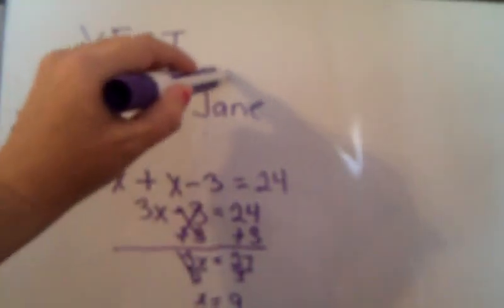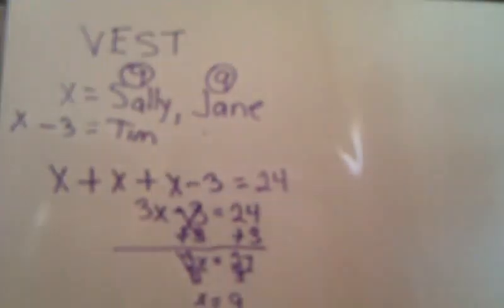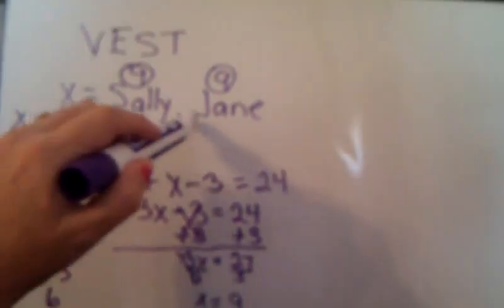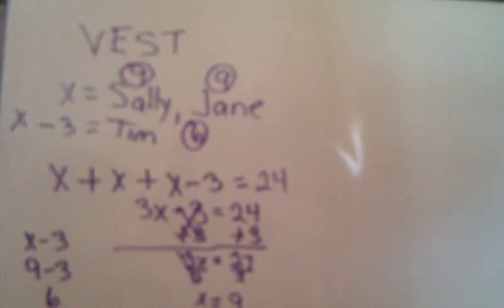Okay, so I know Sally's 9. I know Jane is 9. But remember, how old is Tim? Well, I have X minus 3. So 9 minus 3 is 6. So Tim is 6.